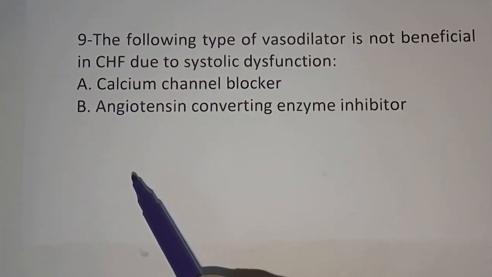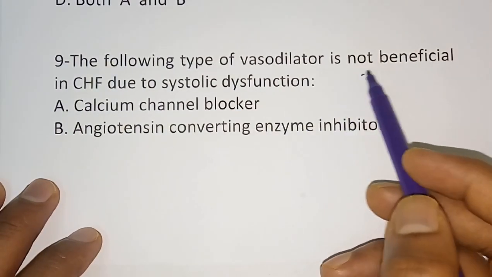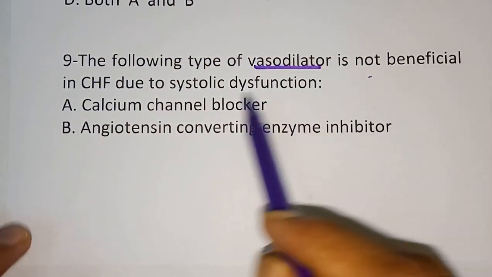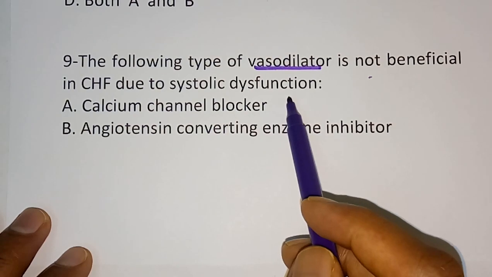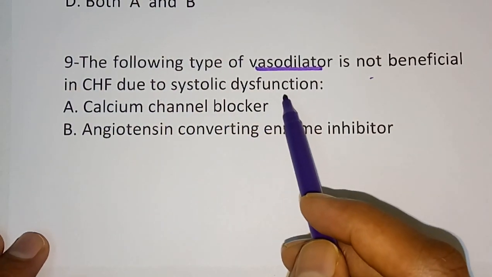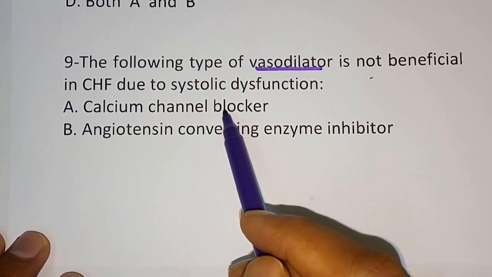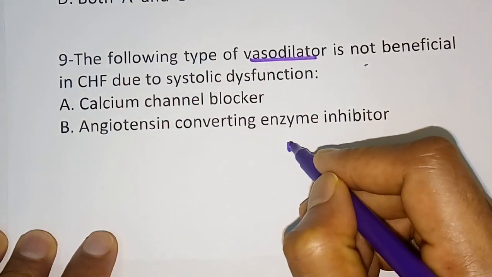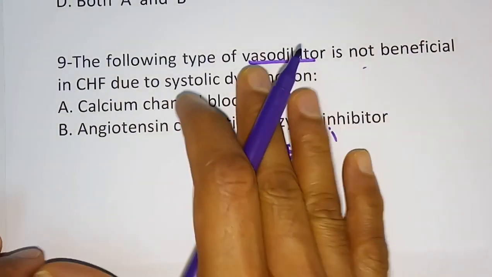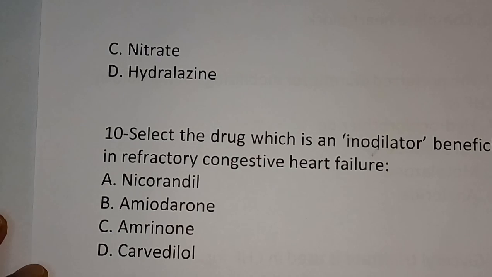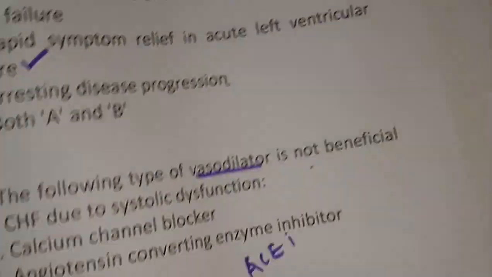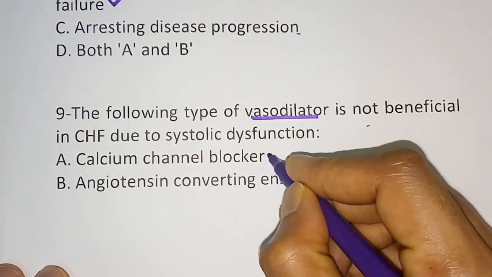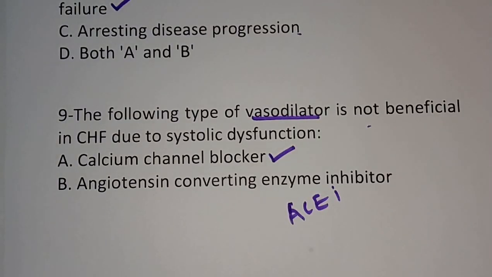Now we will move to the next question. The following type of vasodilator is not beneficial in CHF due to systolic dysfunction. Options are: A, calcium channel blocker. Option B, angiotensin converting enzyme inhibitor, that is ACE inhibitor. Option C, nitrate. Option D, hydralazine. The correct answer for this one, the vasodilator which is not beneficial in CHF, is option A, calcium channel blocker.